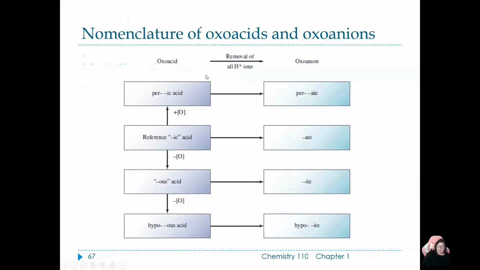This is a systematic way to look at what we just talked about. Now, personally, this didn't make a lot of sense to me, so I just memorized the names. It was easier for me to do it that way. But this is a way that you can look at how we name these things based on the number of oxygens that are there, okay? All right.